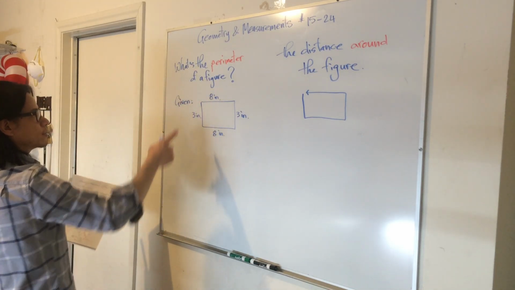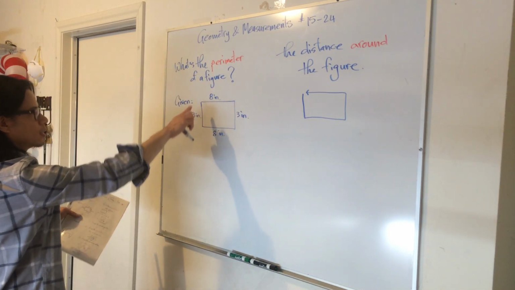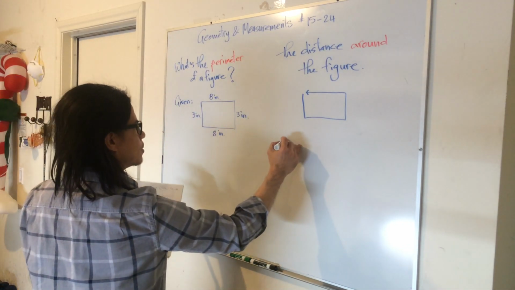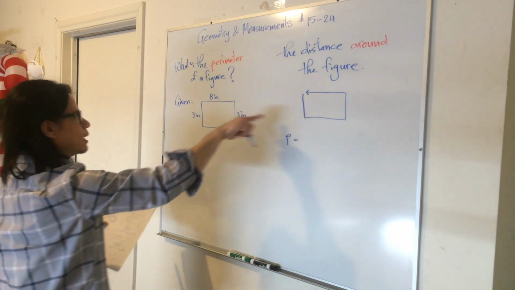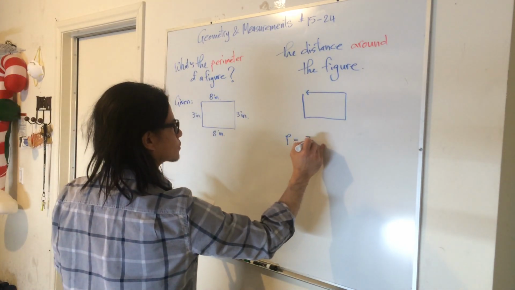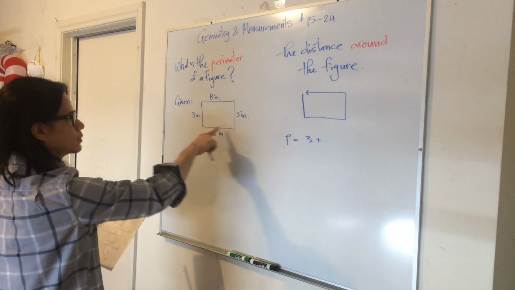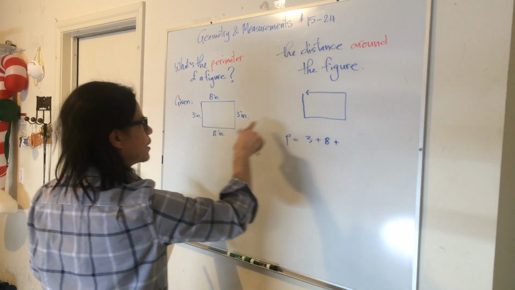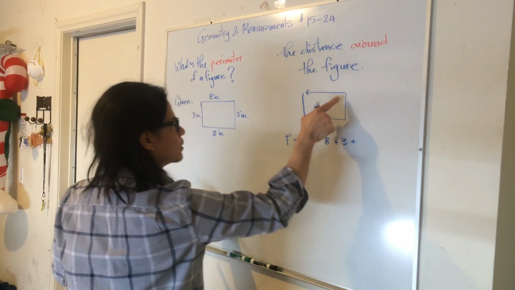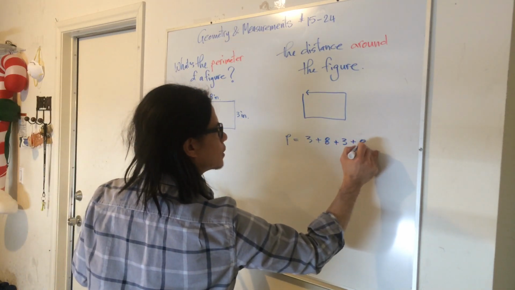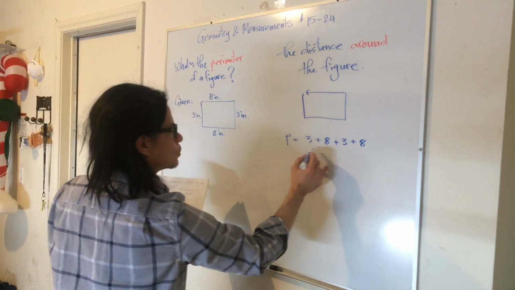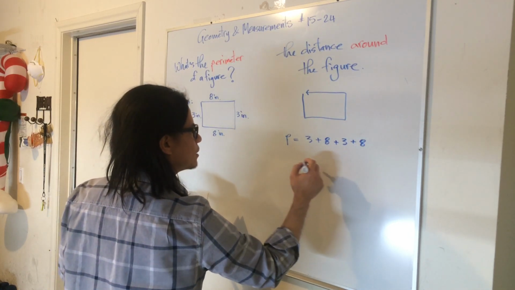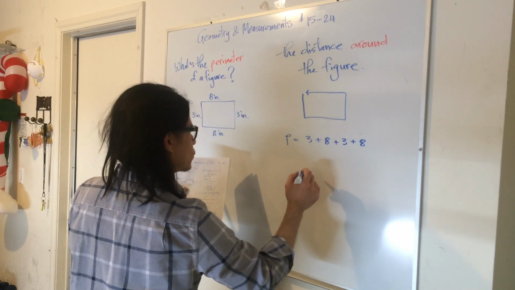Okay. So if the question says, hey buddy, what's the perimeter of this figure? You would simply add up the sides. So perimeter is equal to the left side, 3 inch, plus the bottom, 8 inch, plus the right side, 3 inch, and then the top is 8 inch. Add them all up. 3 plus 8 is 11, plus 3 is 14, plus 8 is 22.